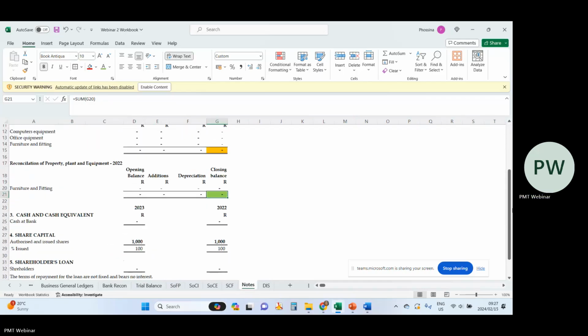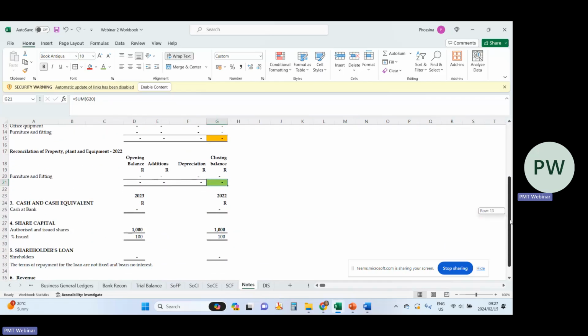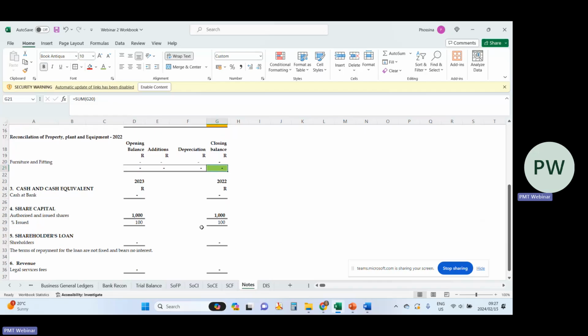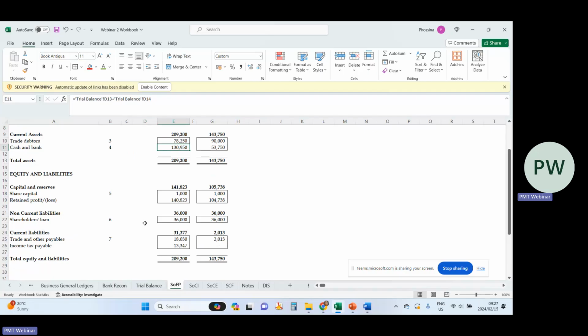We've done the property, plant and equipment note, and then we do the other notes. So notes are determined by our statement of financial position. If we've got trade and other debtors, we split and say what are the trade debtors, what are the other debtors. Then we show we've got prepayments, we've got VAT, we do a reconciliation. Cash and bank, or cash and cash equivalents: we can then say we've got cash at the bank, and then we've got petty cash.